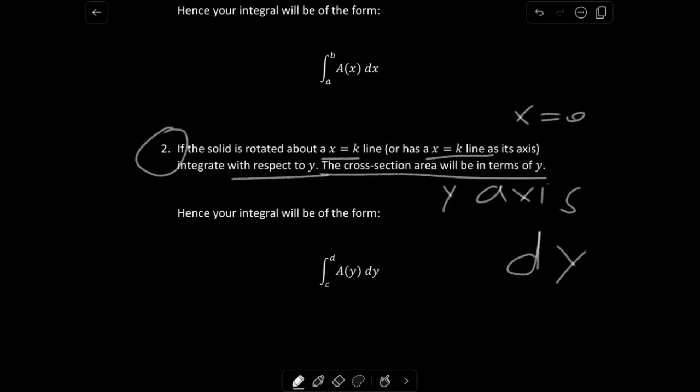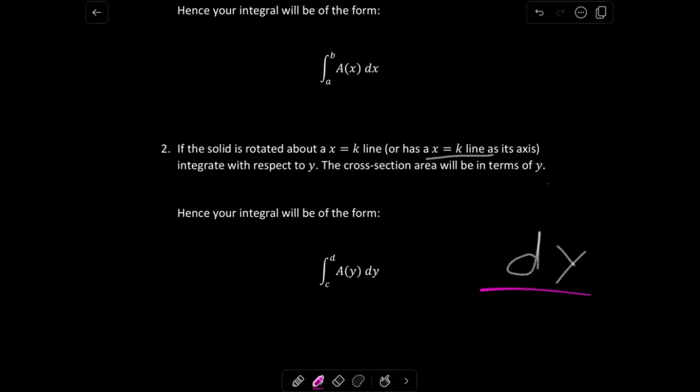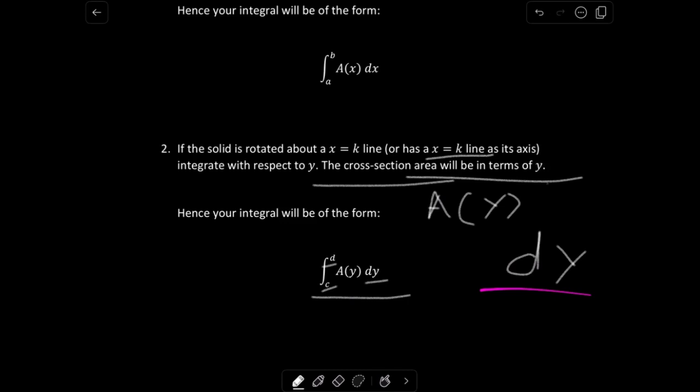The cross-sectional area will be in terms of y, and it makes sense because you are, after all, integrating with respect to y. Your integral should have the variable y in it. It shouldn't have x in it. And I like to represent the cross-sectional area in terms of y as A of y, the area is dependent on y, or it's a function of y. The integral that you will calculate is of this form. So the integral from c to d, where obviously c and d are both y values because you are integrating with respect to y, and you'll just stick your cross-sectional area in there.